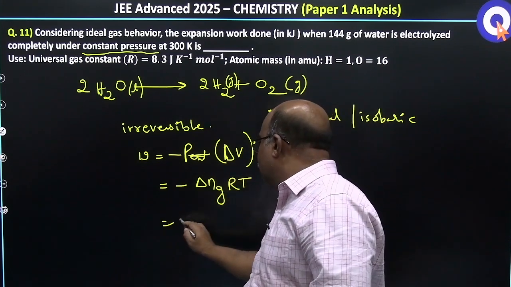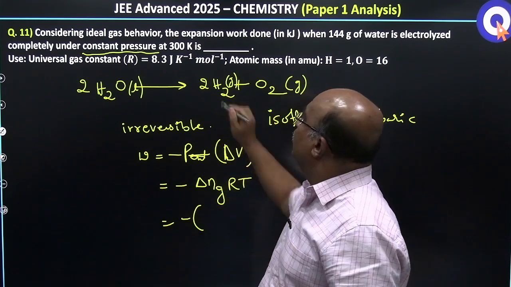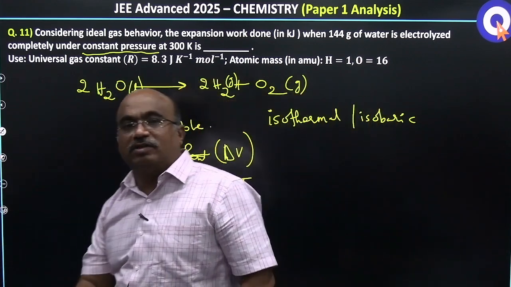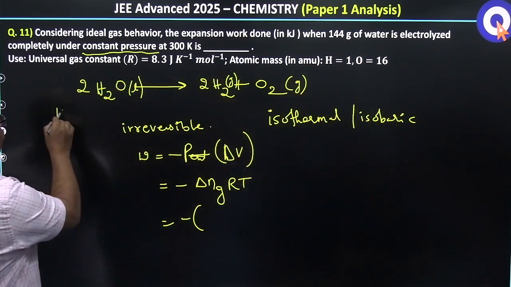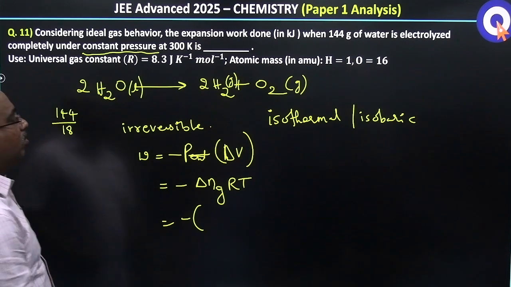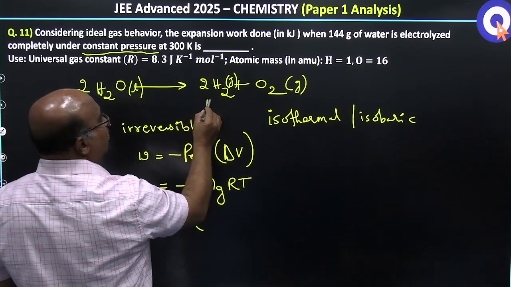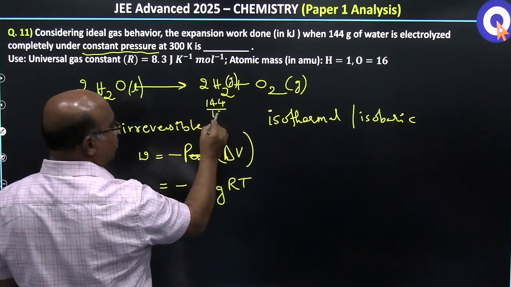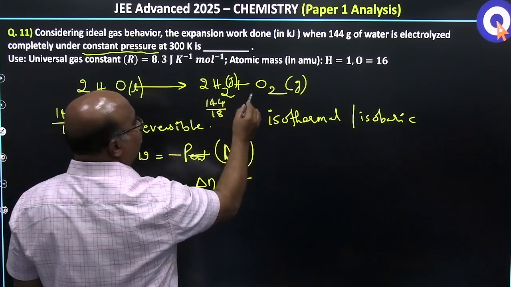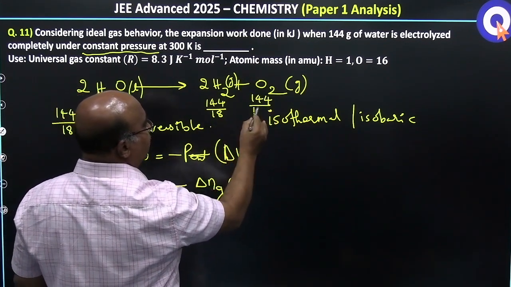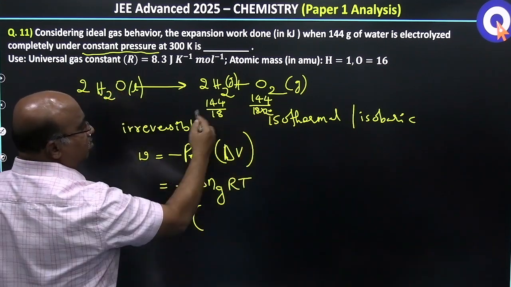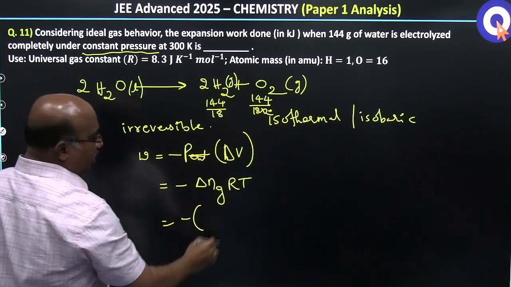So delta n_g for the process takes only the gaseous products. Therefore, this is minus, and 144 grams of water means the number of moles of water we considered is 144 by 18. How many moles of hydrogen will exist? 144 by 18 only, because 2 moles of water give 2 moles of hydrogen. And oxygen is 144 by 18 by 2, half mole. So delta n_g will be the sum of these two. So you can substitute that.